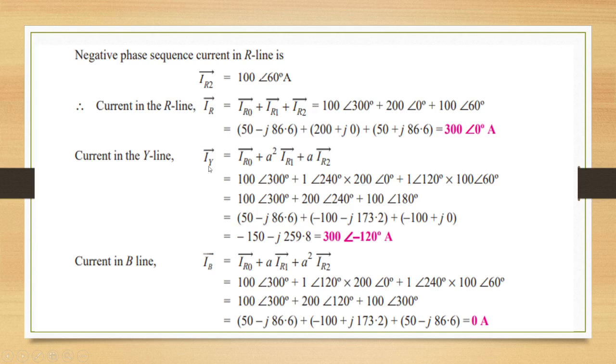Current in Y line, IY, is IR0 plus a square IR1 plus a IR2. Substitute all the values, converting polar to rectangular. So we get minus 150 minus j 259.8 in rectangular form, and in polar form we get 300 angle minus 120 degree amperes. Current in B line, IB, is IR0 plus a IR1 plus a square IR2. So in rectangular form or whatever, it is 0 amperes.